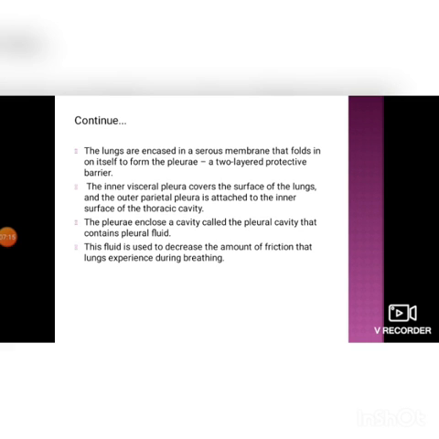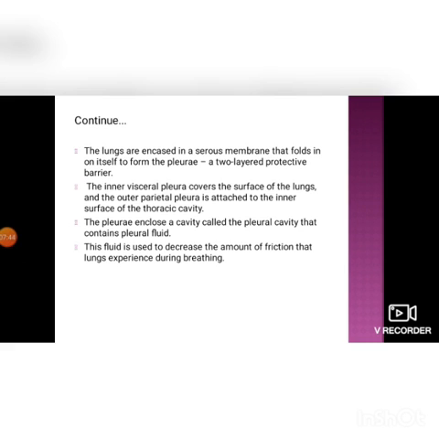There are two pleura, the inner and the outer. The inner visceral pleura covers the surface of the lungs, and the outer parietal pleura is attached to the inner surface of the thoracic cavity.